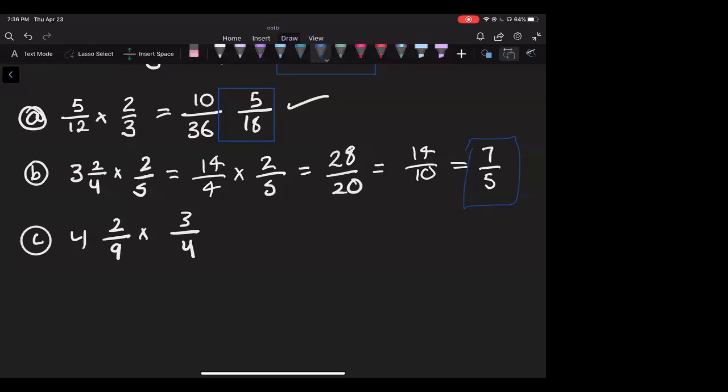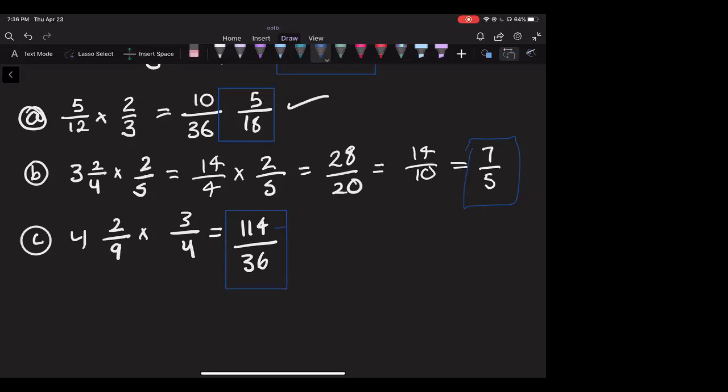I have an answer, but it's not simplified. That's okay. What's your answer? 114 over 36. Okay, good job. It's okay if you don't know how to simplify. This is still really good that you're getting this far.